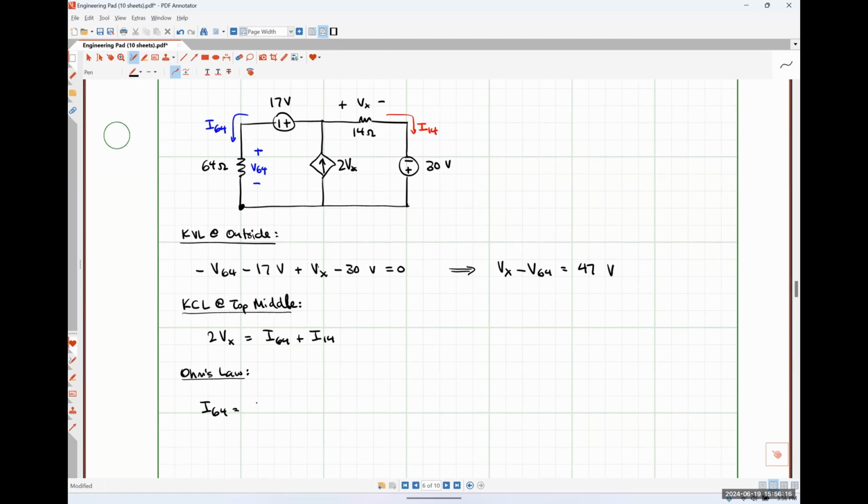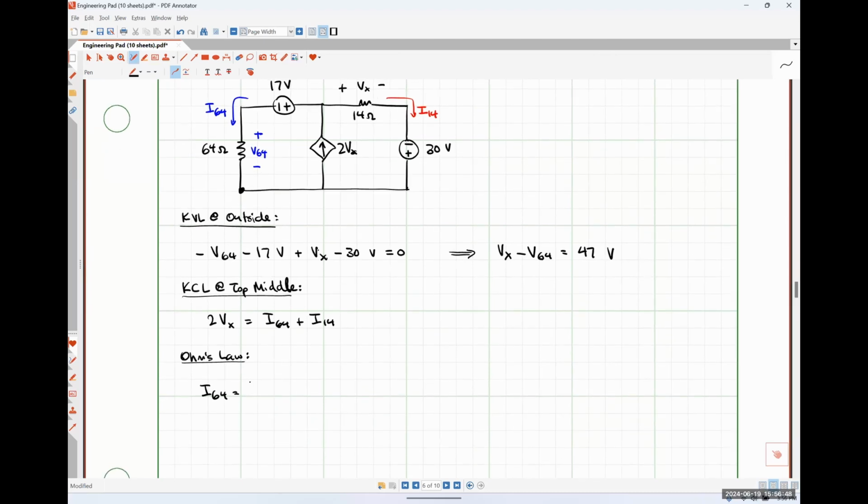I disagree with that, because for there to be a 17-volt drop across the 64 ohm resistor, that would mean that the 64 ohm resistor would need to be in parallel with the 17-volt source. They are connected at this node, but because this node and this node are not connected by a short, the 64 ohm resistor is not in parallel with a 17-volt source, which means we do not know that there's just a 17-volt drop across that. So what I'm going to do is say that it is V64, some unknown voltage, divided by the 64 ohm resistor using Ohm's law.